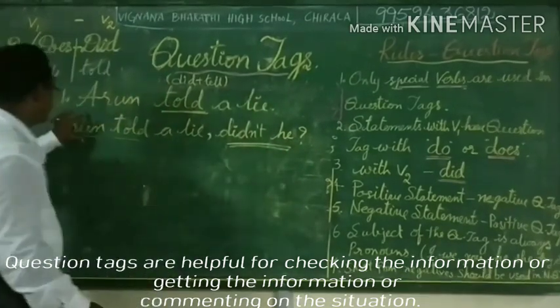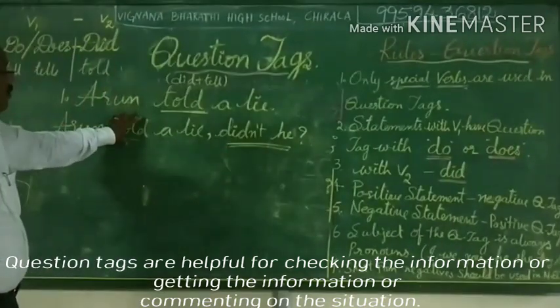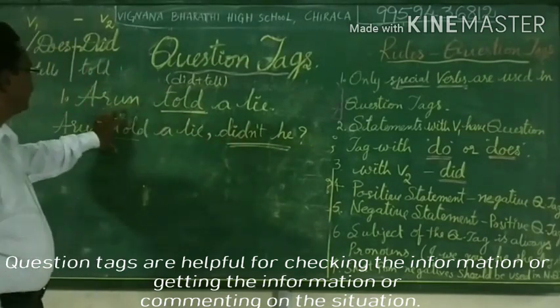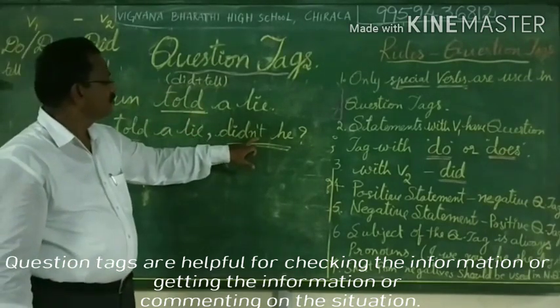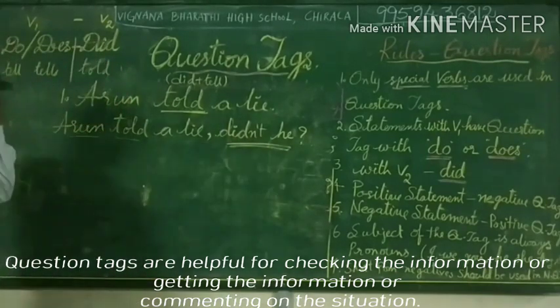So the subject is Arun, that is a boy, he. Told, verb 2, comes under did form, did. The statement is positive, so the question tag is negative: didn't he? Arun told a lie, didn't he?